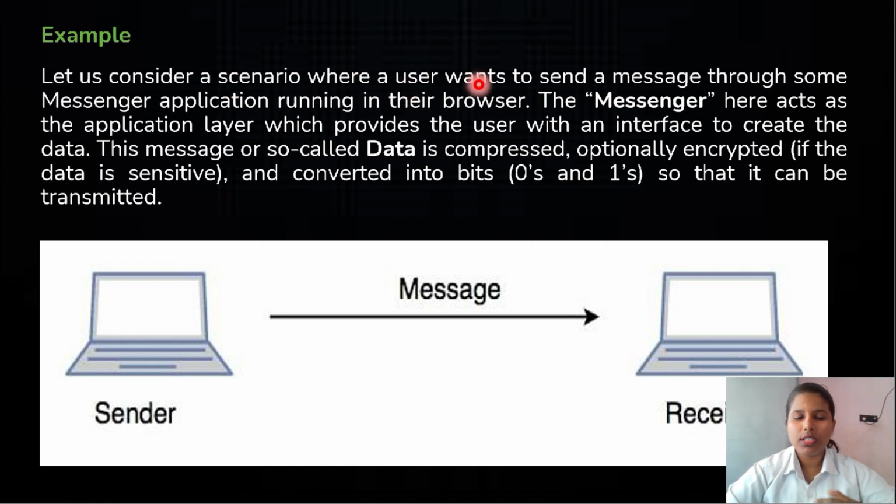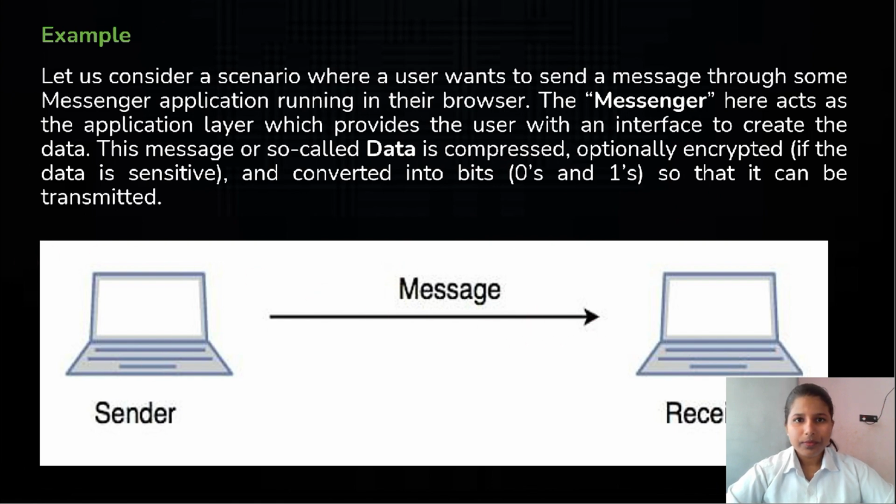For example, consider a scenario where a user wants to send a message through a message application running in a browser. The messenger here acts as the application layer, which provides the user with an interface to create data. This message is the data from the user, and it is optionally compressed and optionally encrypted in the presentation layer and converted into bytes so it can be transmitted.